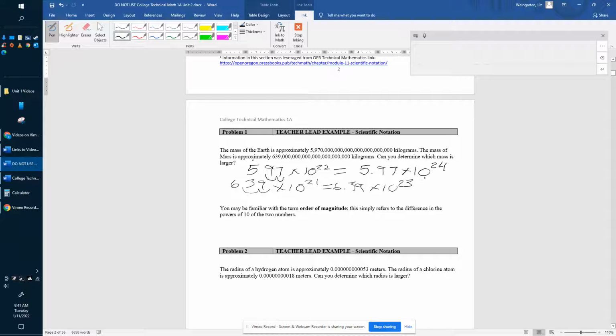So let's compare these numbers. This one is Earth. This one is Mars. Can we determine which number is greater? Well, if we look at the first part of the number, it appears as though Mars was greater, but Earth has a higher exponent in the tens value. So that is actually going to make Earth the larger mass. So the mass of Earth is larger.